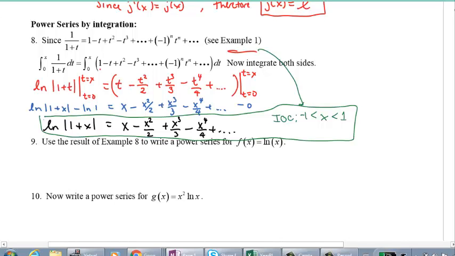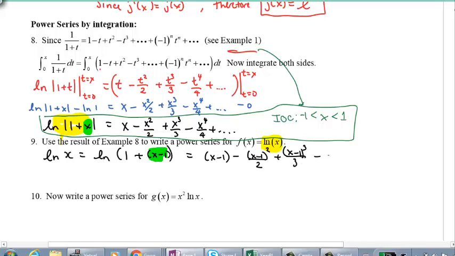Notice I have a ln of 1 plus x power series. Number 9 says, can you use the result that I just highlighted in green and write a power series for the function natural log of x? Well, the question then I have for you is, how does this and this compare? Can you write natural log of x in that sort of format? I hope you can, because I know I can, like this. This is the same thing as 1 plus x minus 1. So notice I still have this 1 plus, and notice how the x value just became x minus 1. So therefore, in my power series now, wherever I see x, I just replace it with x minus 1. More substitution. And there you have it.